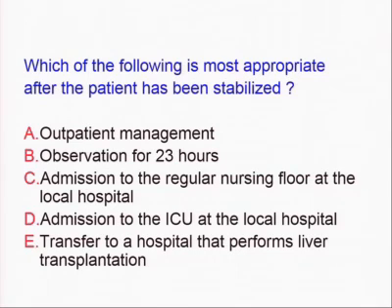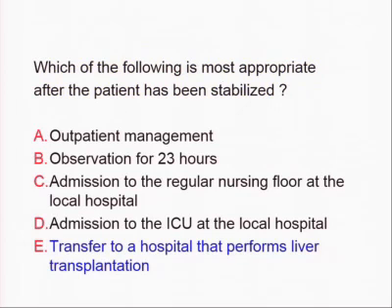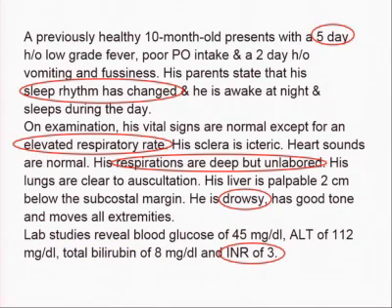Okay, this one's interesting, but most of you got the answer correct. So what are we dealing with? Here are your clues. It's a short history, just 5 days. Important is that the sleep rhythm's changed. Elevated respiratory rate, deep respirations, unlabored with clear lungs, so it's probably not a pulmonary etiology. Patient's drowsy. Blood glucose is low, ALT is high, bilirubin is elevated, INR is 3.